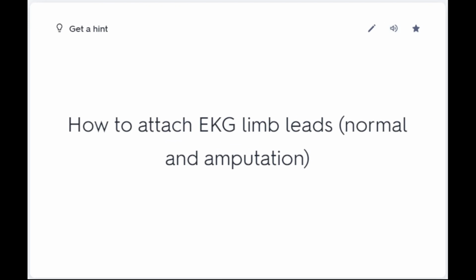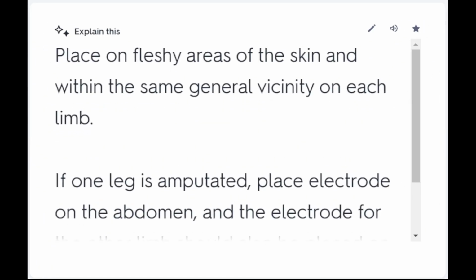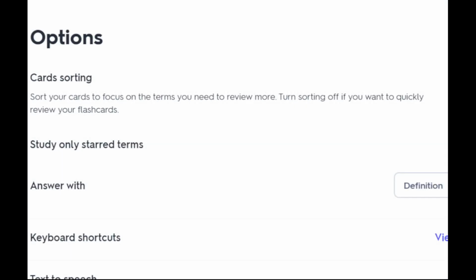How to attach EKG limb leads. Place on fleshy areas of the skin and within the same general vicinity on each limb. If one leg is amputated, place the electrode on the abdomen, and the electrode for the other limb should also be placed on the abdomen.